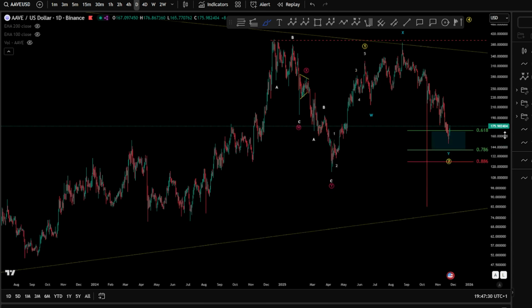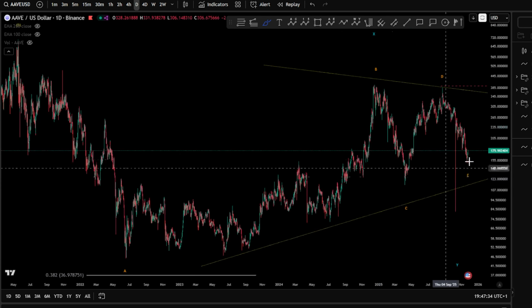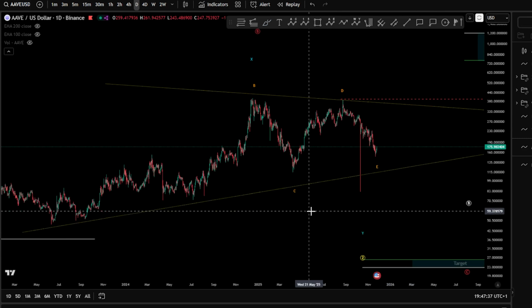Now on the daily, if we are really moving for something very bullish, what are the key levels here to make sure that we are continuing higher?